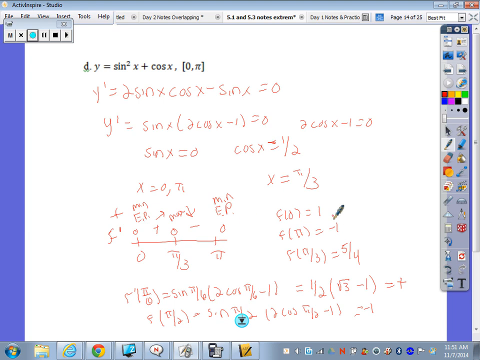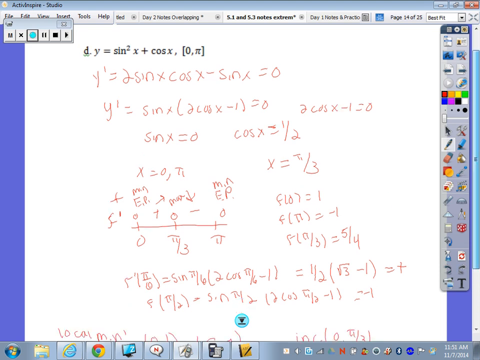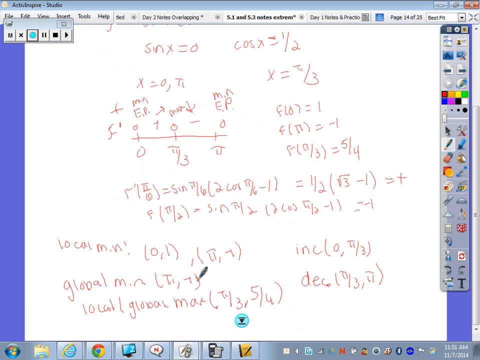And then you plug your 3 values into your original function to get the y values. And then this is what you get for min, max, increasing, and decreasing. So you can check your answers on that as well.